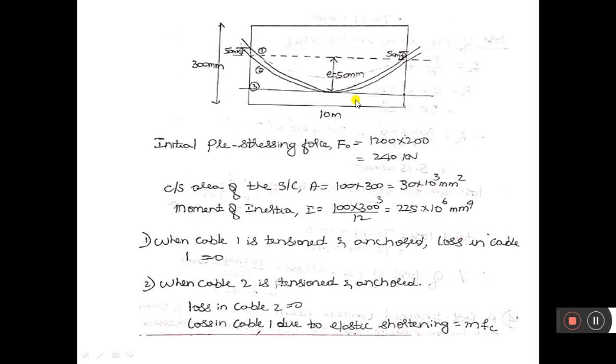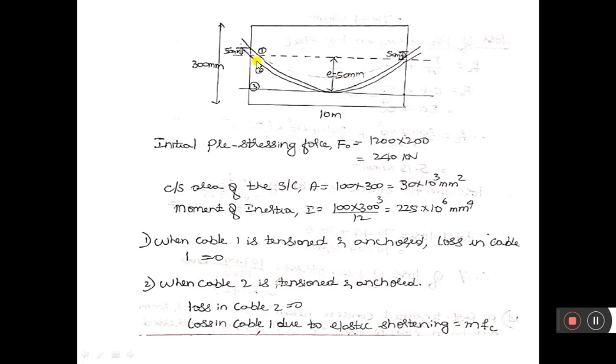So consider a beam of cross section 100 by 300 mm of span 10 meter. So this is cable 1. It is a parabolic cable. Here you can see the numbering as 1. This cable has an eccentricity of 50 mm at the midspan, below the centroidal axis, and at the support, this is the centroidal axis, and at the support this cable has an eccentricity of 50 mm above the centroidal axis. So this is the eccentricity of cable 1 above the centroidal axis up to 50 mm.